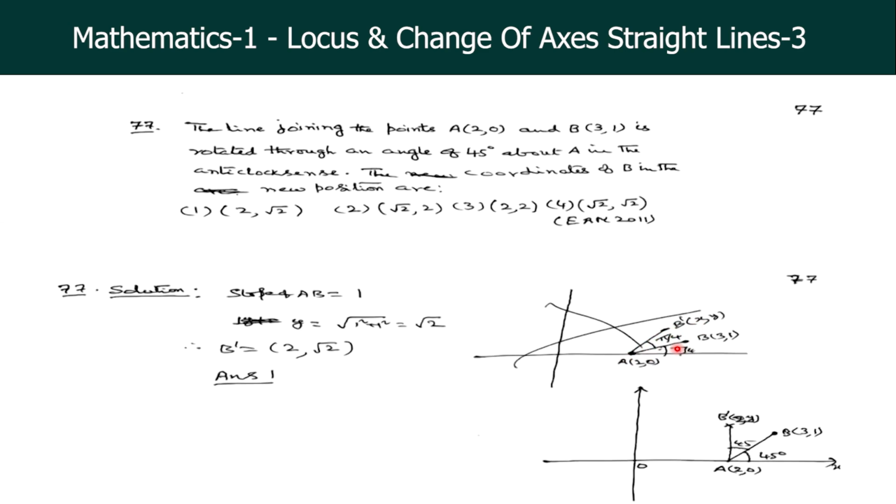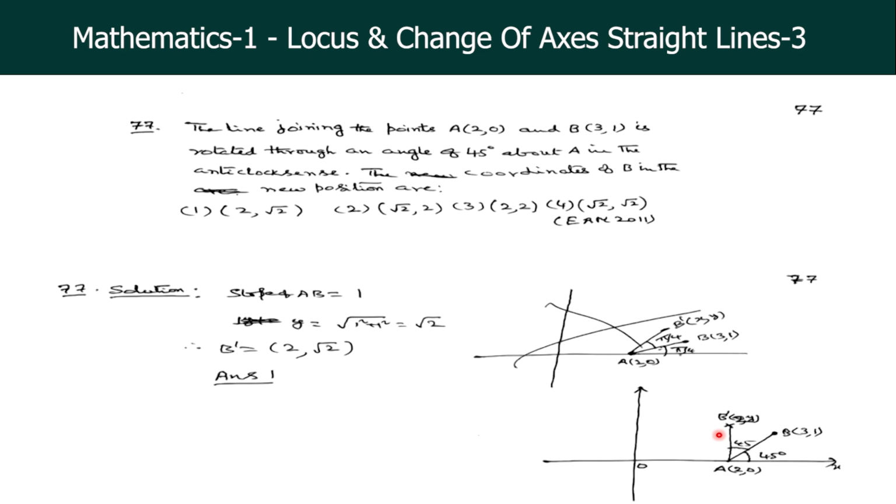You know that if B dash (x, y) is the new position of B, then the slope of AB is equal to 1 and y is equal to square root of 2. So B dash is equal to (2, root 2). Because AB makes 45 degrees with the positive x-axis and it is rotated 45 degrees again, the new position AB dash is the vertical line passing through A.